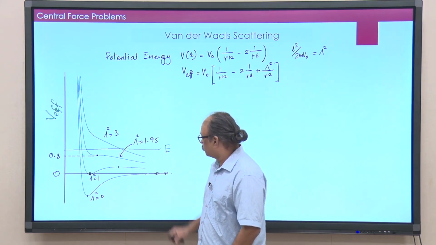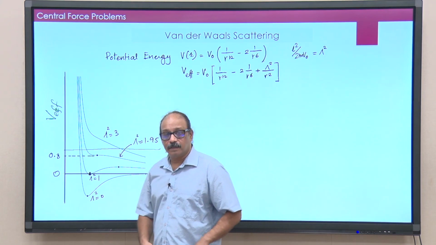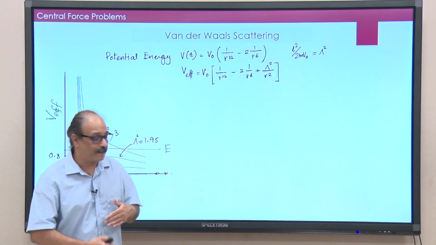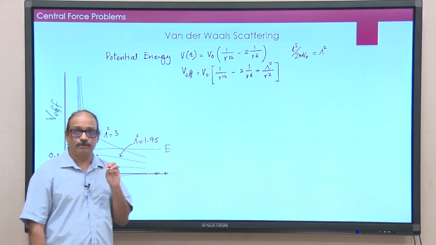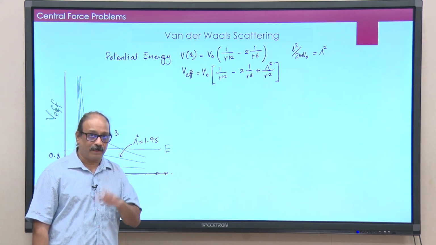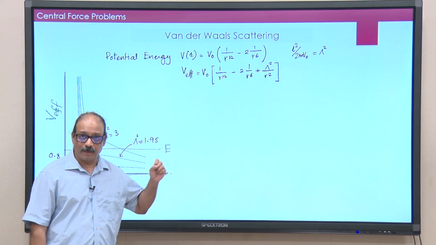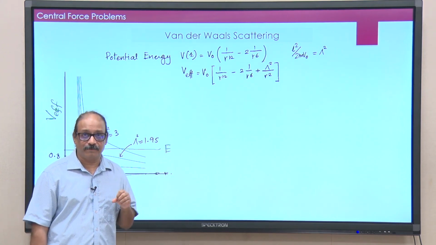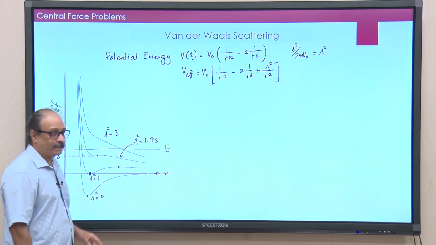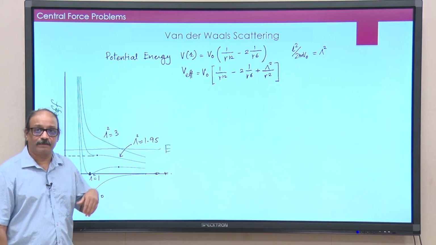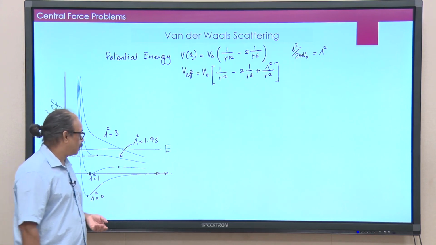So, these are basically different S values, different impact parameters for a given energy. Remember, once you fix the energy, the velocity is fixed. So, basically you have all the particles in the beam coming with the same velocity, and then you can change the impact parameter. That is how you change the angular momentum.